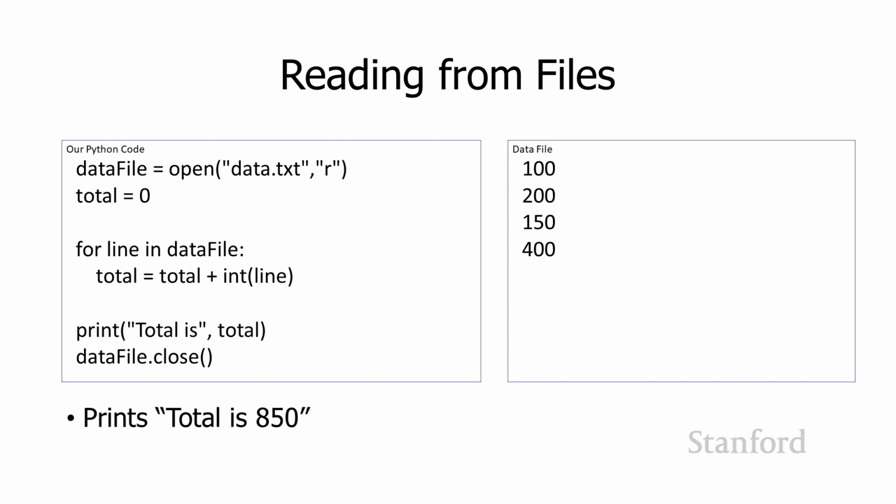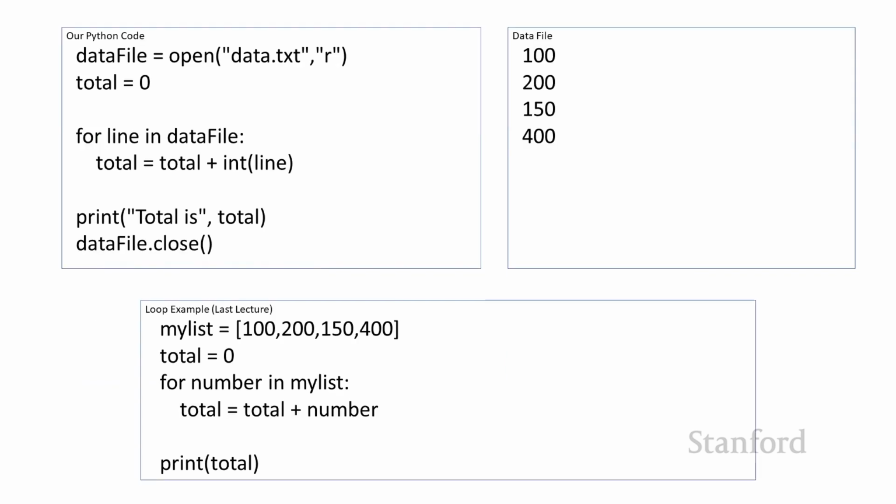All right, so when this is all done, this is going to print out 850. And here's a direct comparison between our example from last lecture and today's lecture. And you can see that the code is almost exactly the same. Obviously, in our code for today, we are opening up the file and we are closing it.